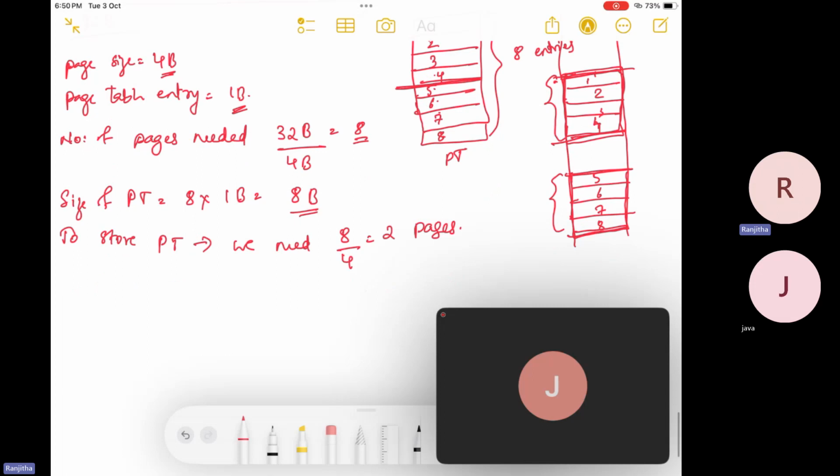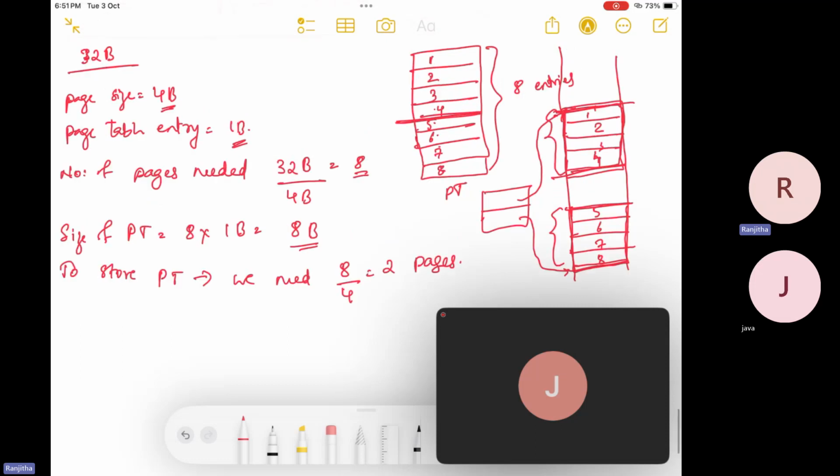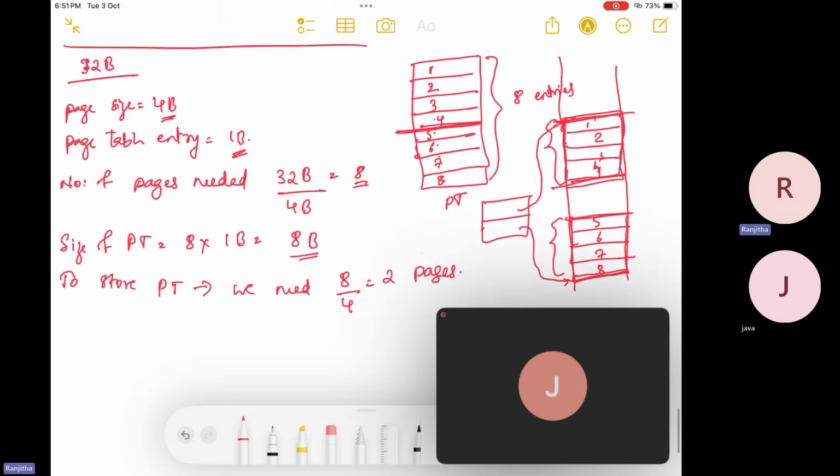To provide that information, we keep another page table called the outer page table. Currently we have only two pages, so we will have an outer page table with two entries. One will say go here and the other will say go here. So how will the logical address be?